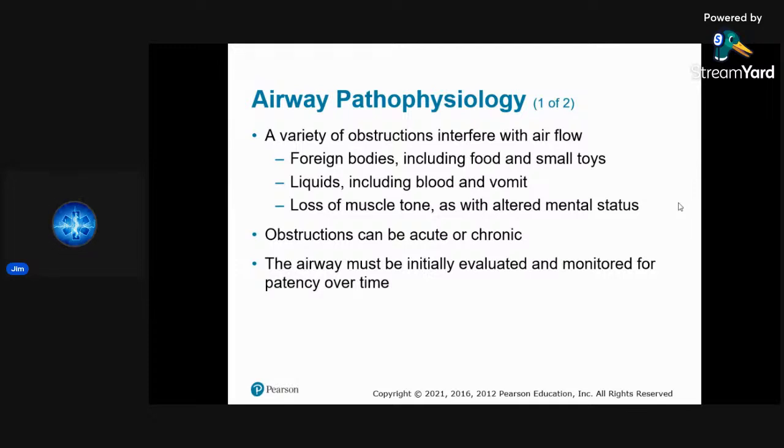When we talk about obstructions, they can be acute, which means all of a sudden, without warning, or they can be chronic issues, like, for example, asthma or chronic croup or chronic diseases that a child could have or an adult. And you have to constantly check. You have to initially evaluate the airway, and then you're going to monitor it for patency over time. So it's not that we check our airway, we got an airway, we move on. We'll continue to monitor this airway.